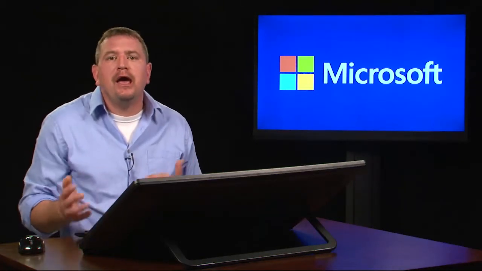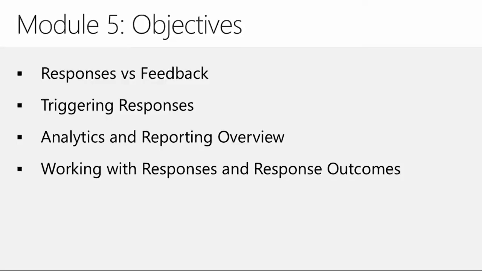Are they overall happy with what we're doing? Are they not happy? That's really what we want to look at in this module. First and foremost, we want to look at the way responses are captured. There are two ways you can do it: responses and feedback. We're going to look at a comparison between the two, because each one will be indicative of the type of survey that you're using.